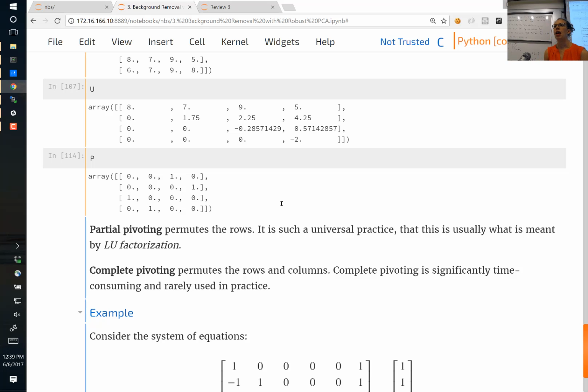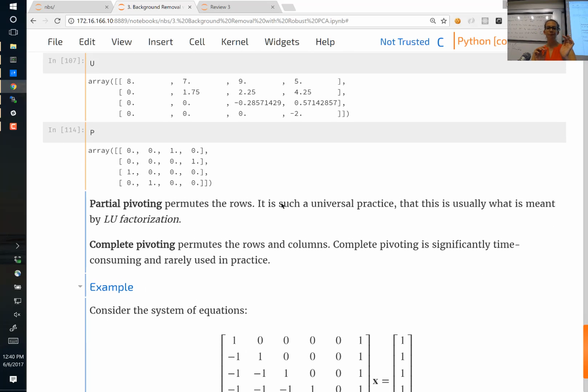Why would you want to permute the columns? So permuting the columns, you can run into the same issue of having numbers that are too small, and by permuting the columns, you're able to get the largest value, which is going to be more stable in a particular place. But it's just a lot to keep track of. This is more for making the computations more accurate. It's not something we would do.